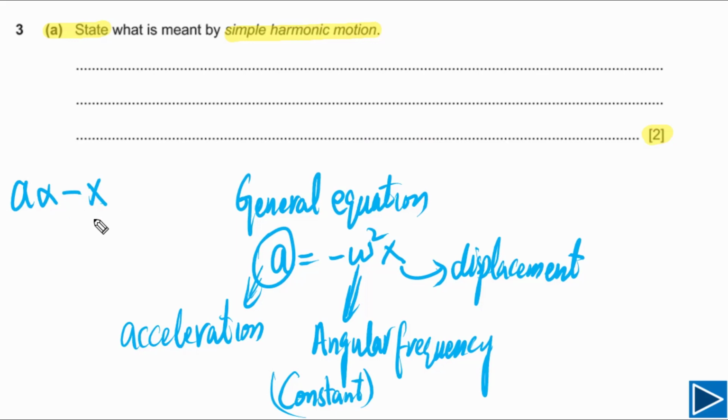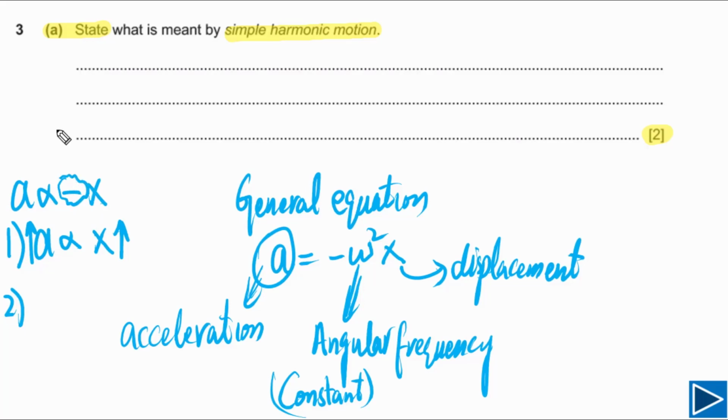As a is directly proportional to negative x, we can break this down into two parts. We can write down a is directly proportional to x. It simply means that when x is increasing, a is also increasing. The second point is the meaning of the negative sign.